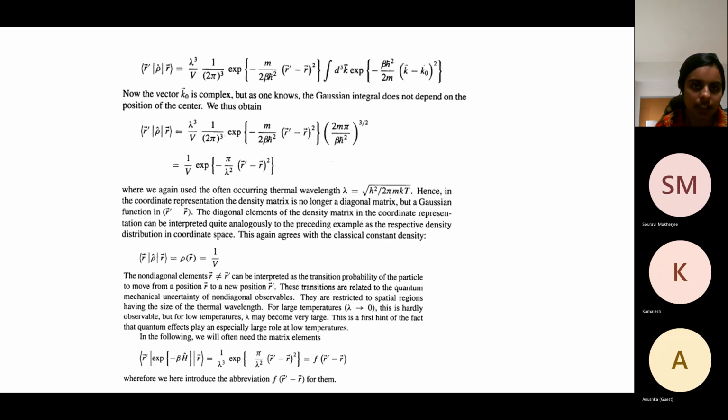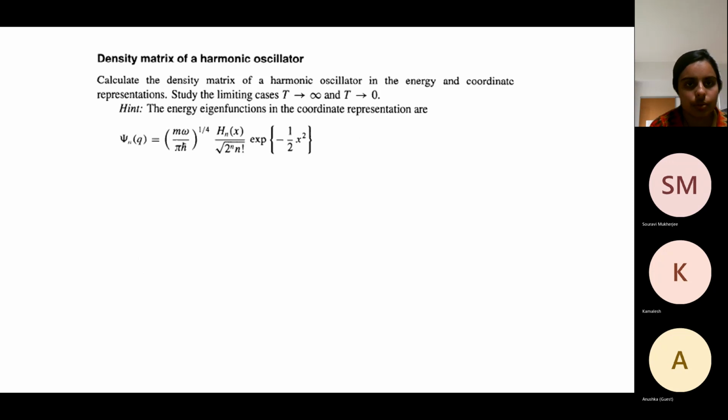So this is how it looks if you have a free particle in some volume V, in different representations, the momentum representation and the position representation. Is this clear? Yes, ma'am. Okay.